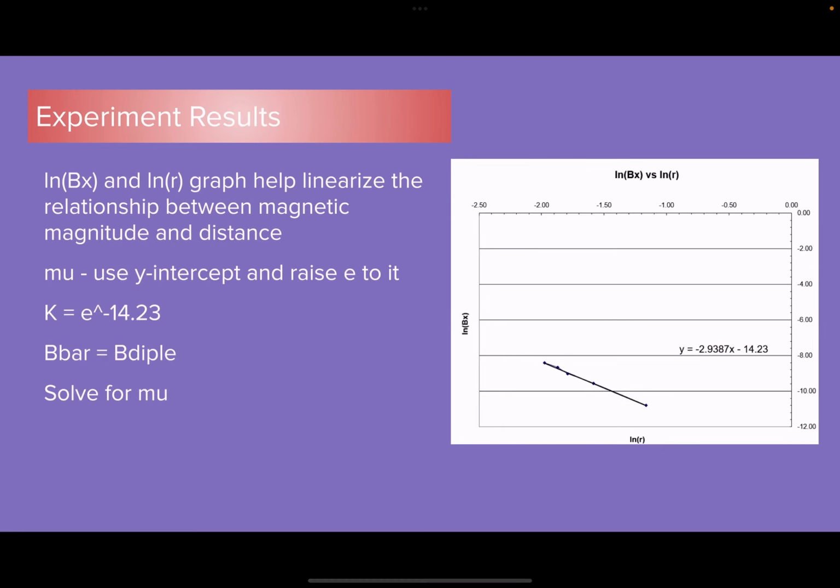In our results, we got this lovely graph where we have ln of Bx versus ln of r, where we see the relationship between the x component of the magnetic field and distance, and we see that there's a linear regression there. In order to find mu for the calculations, we use the y-intercept of negative 14.23, raised e to that number, and we set B bar equal to B dipole, and we solved for mu.